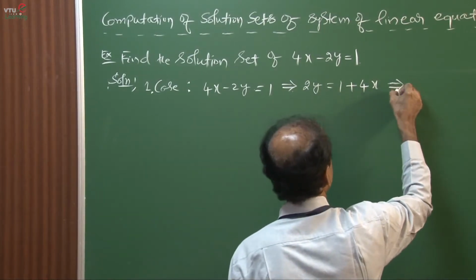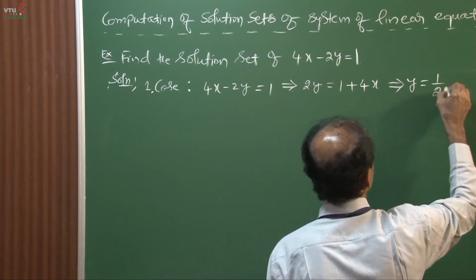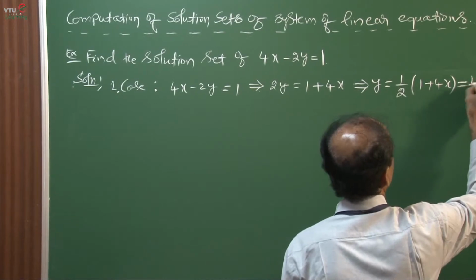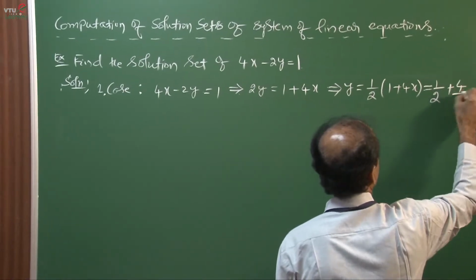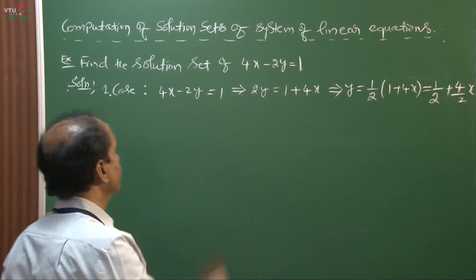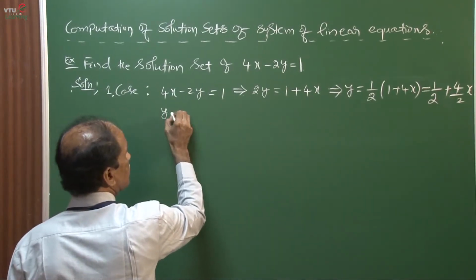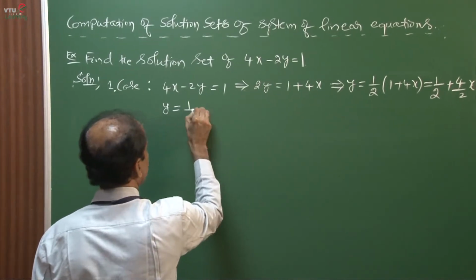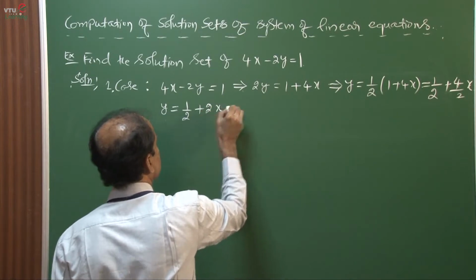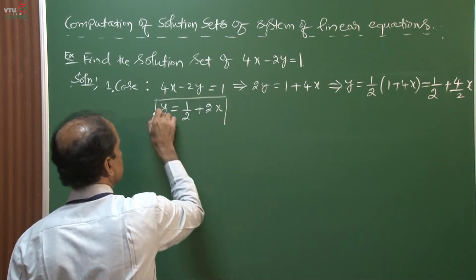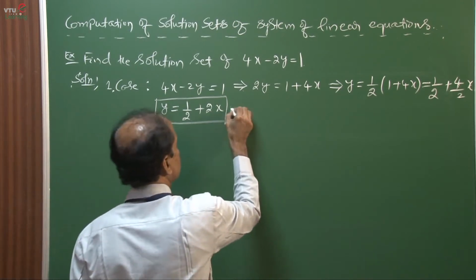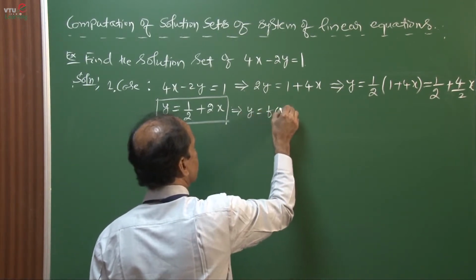This implies y is equal to 1 by 2 into 1 plus 4x. This is equal to 1 by 2 plus 4 by 2 into x. So this is our final form. Then you will be getting y is equal to 1 by 2 plus 2x. This is the first rearrangement I can call.